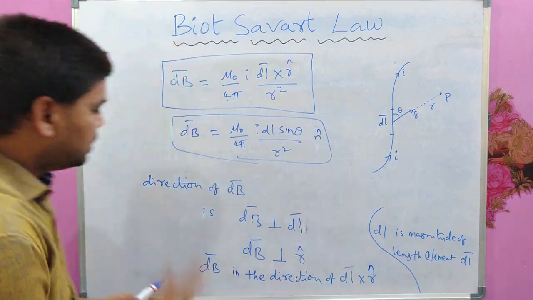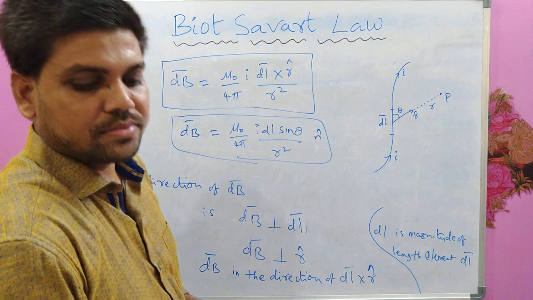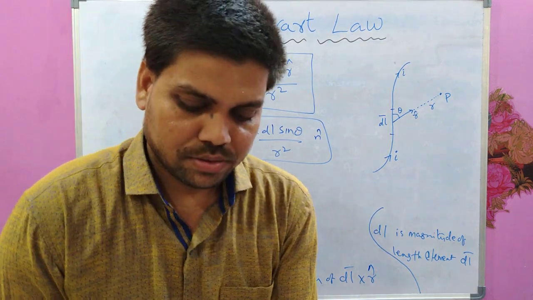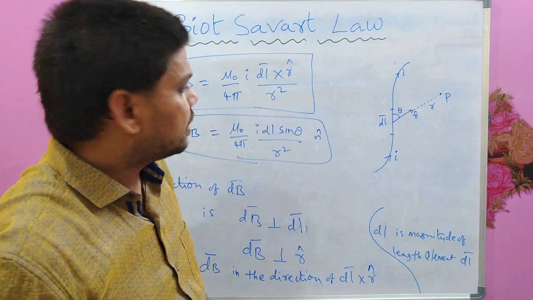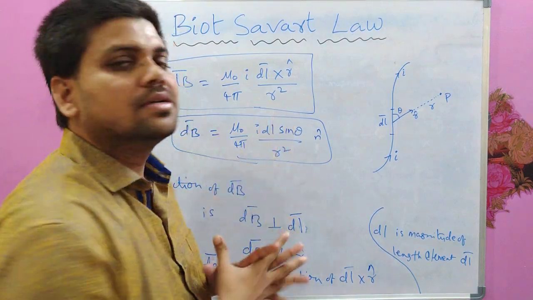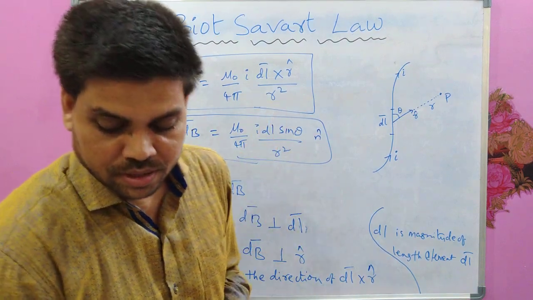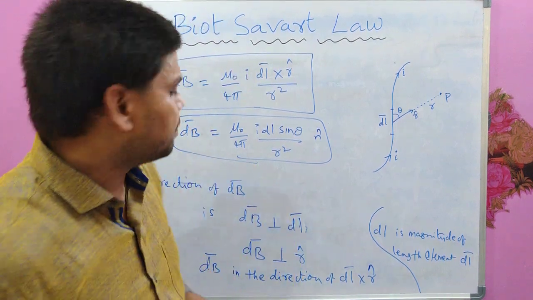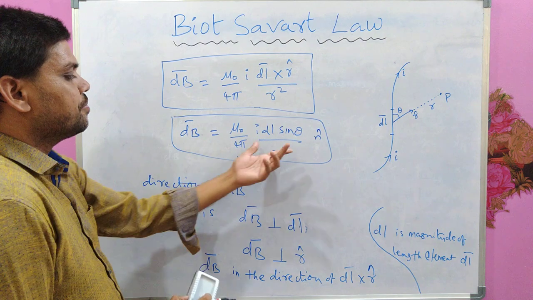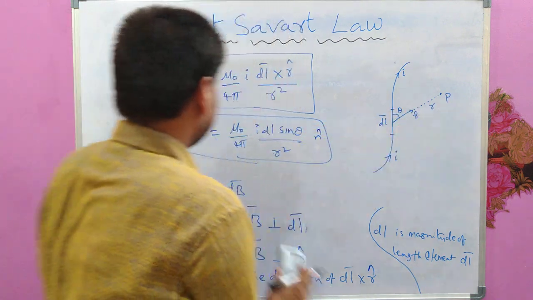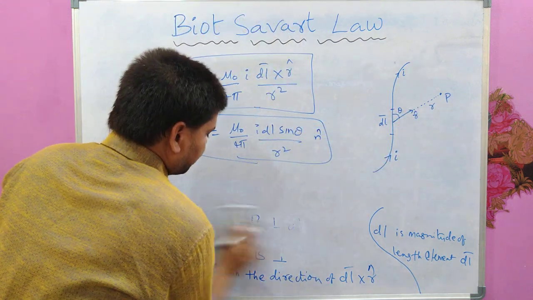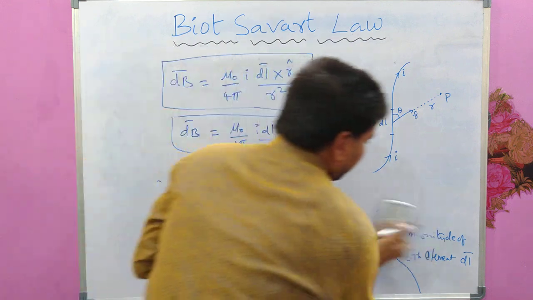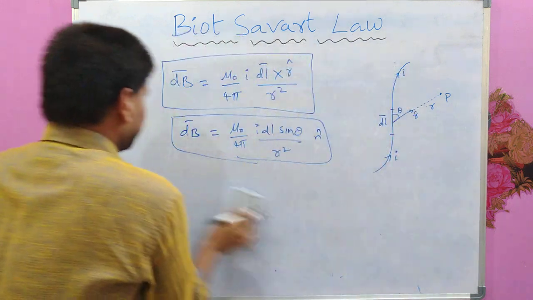So in addition to these things, we can also make a note of some points which are very, very important out of these formulas. The first point would be based on the magnitude of the magnetic field present at this point P. So how does the magnitude of this magnetic field change?